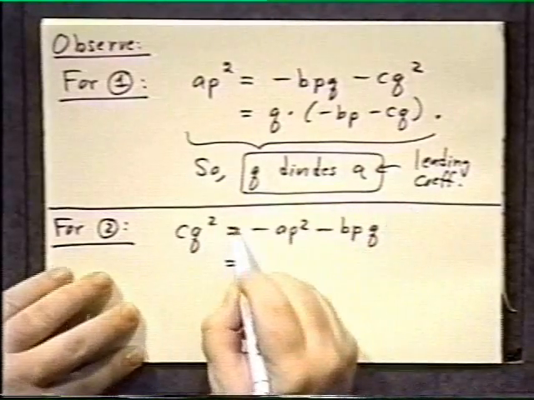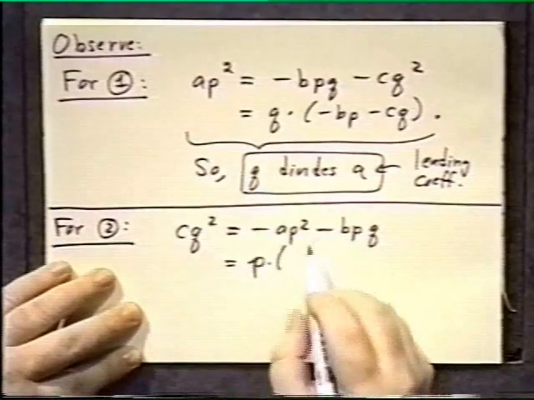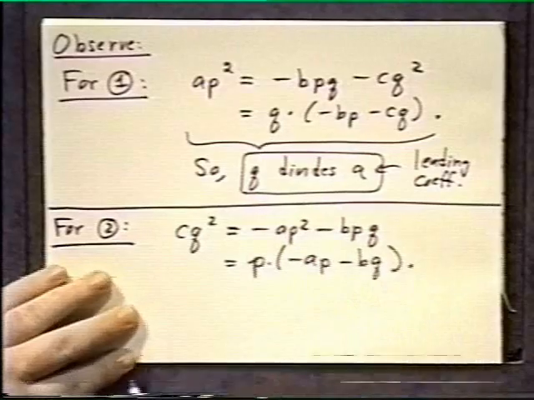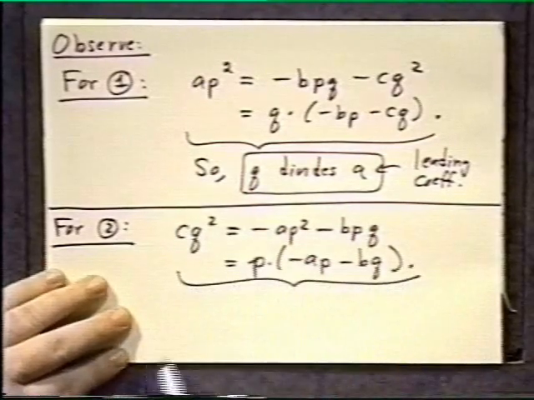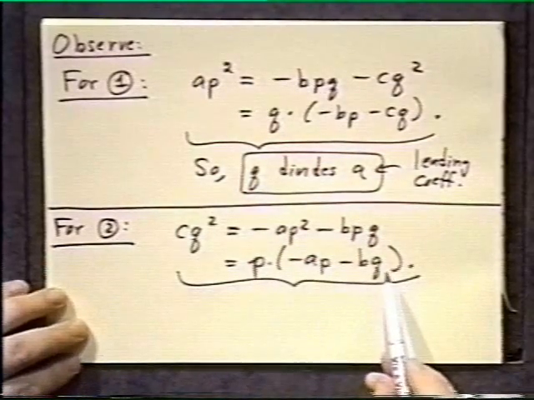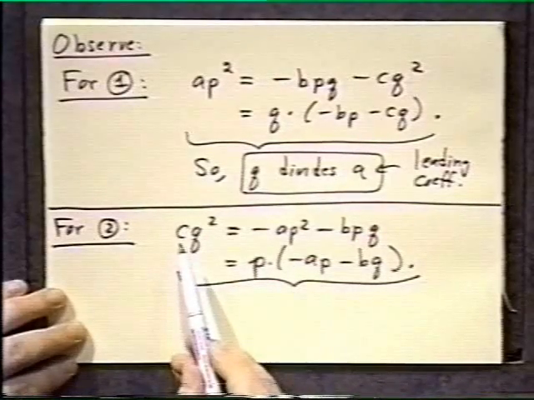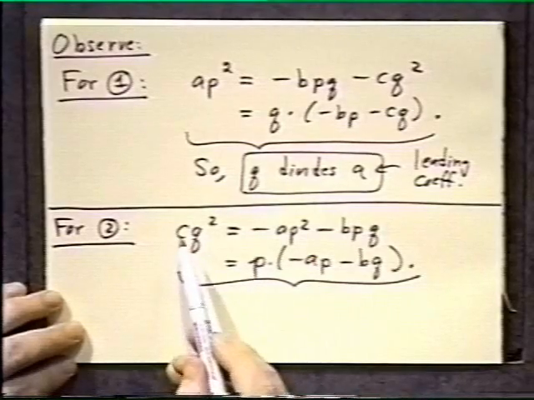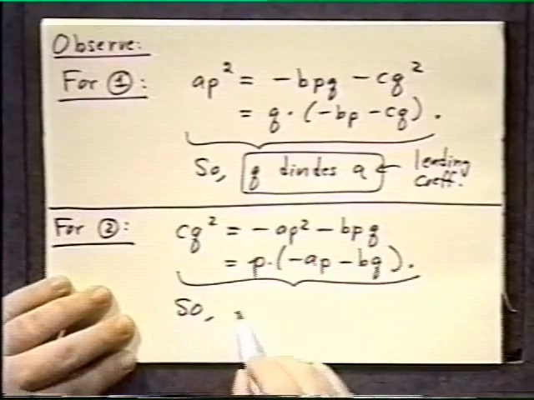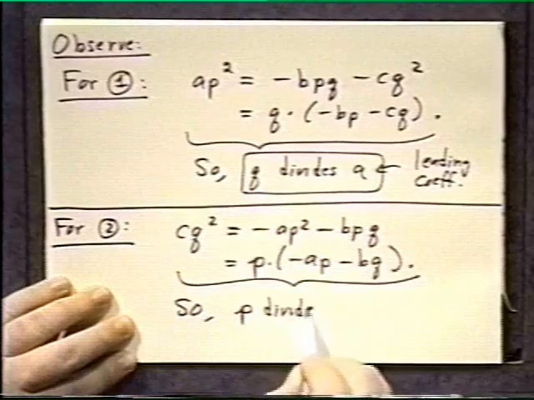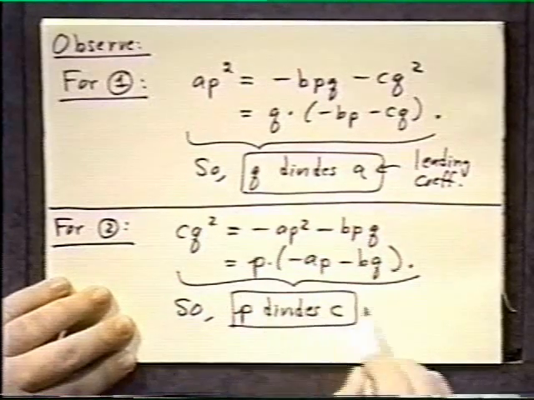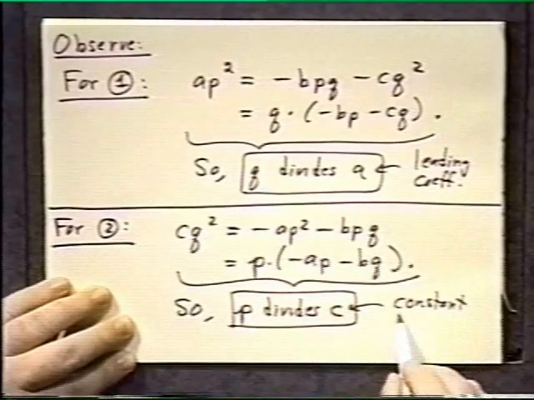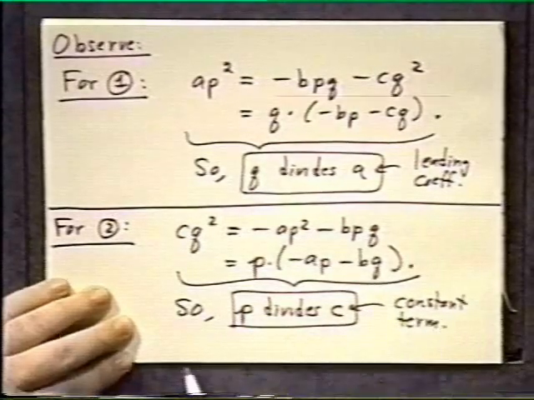And on the right, this time I will factor out the P. So P times minus AP minus BQ. Now look at this. Since P divides the right-hand side, P must also divide the left-hand side. But P and Q have no factors in common, therefore P must divide C. So P divides C, and what was C, remember? C was the constant term, or the constant coefficient, let's call it constant term.